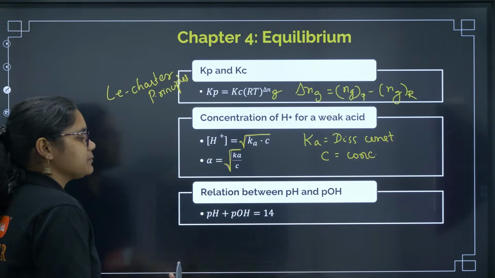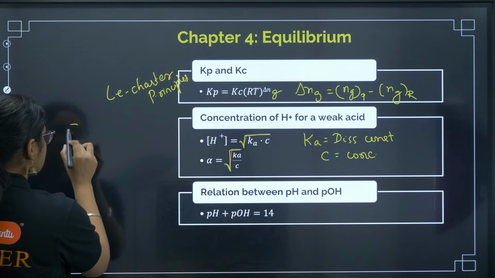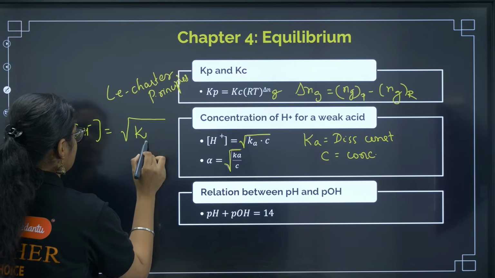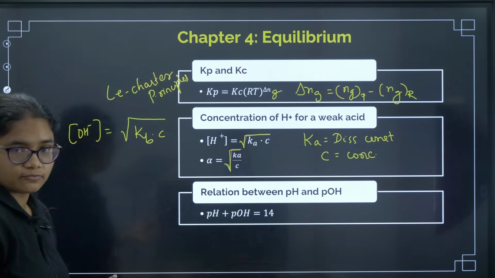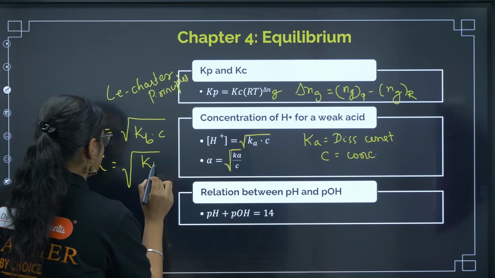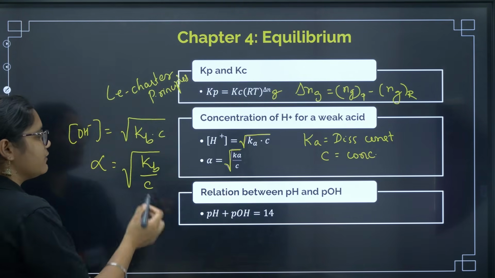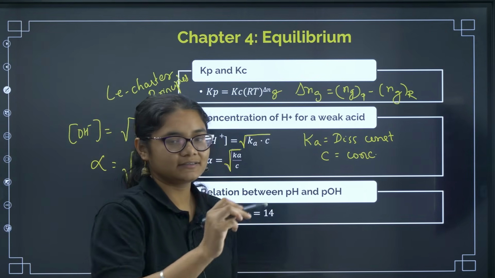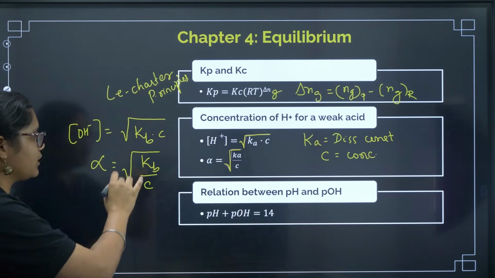Now the same thing applies for a weak base. So the concentration of OH minus is root over of Kb into C, and alpha is equal to root over of Kb by C, where Kb is the base dissociation constant and Ka is the acid dissociation constant. Okay, please note down these things.